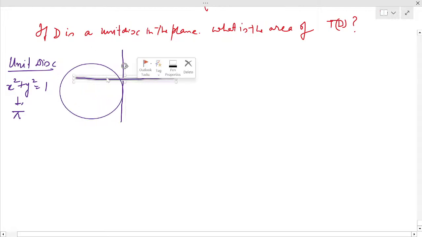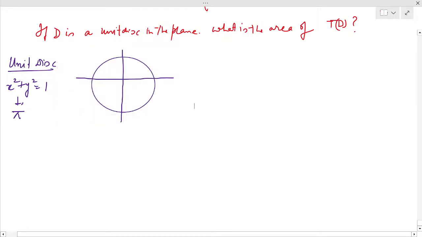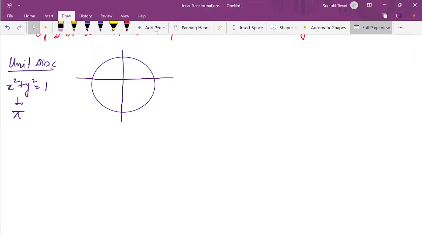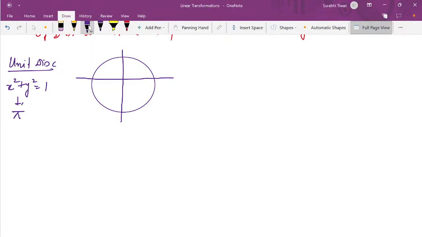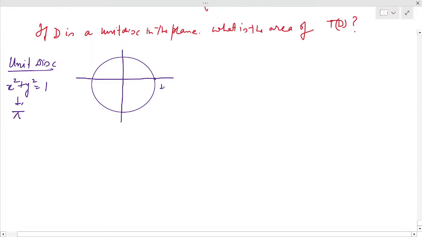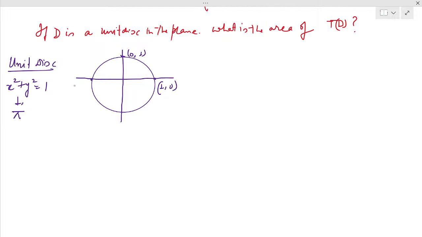Let us take a circle, drag it somehow. Okay, so I have taken a circle here, and this is a unit circle. So this point would be 1 comma 0. This point would be 0 comma 1. This point would be minus 1 comma 0, and this point would be 0 comma minus 1.